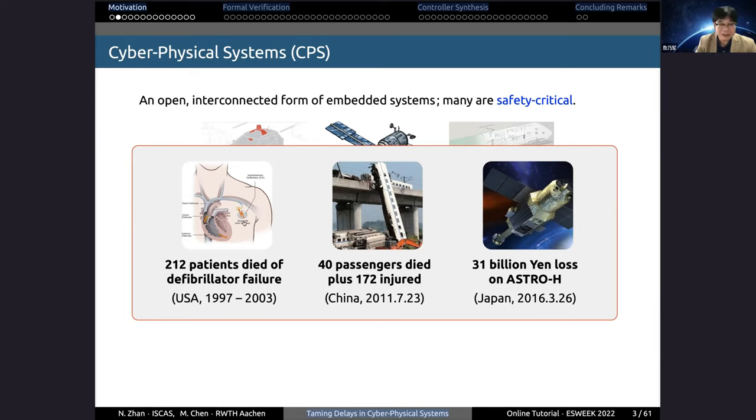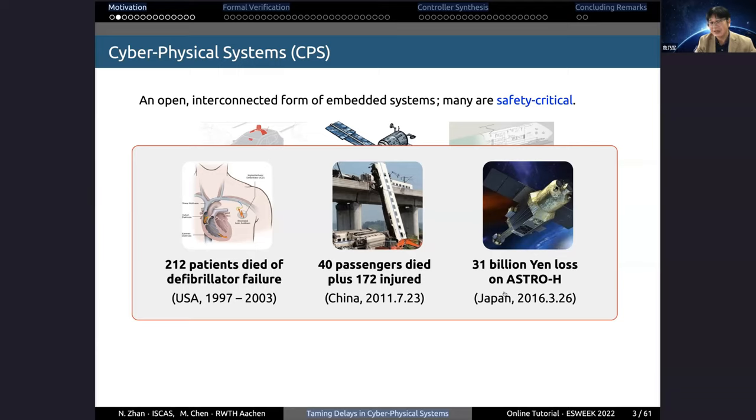For example, many accidents have happened. From 1997 to 2003, more than 200 patients died of defibrillator failures. Also, the train crash accident that happened in 2011 in China resulted in around 40 passengers dead, plus more than 170 passengers injured.